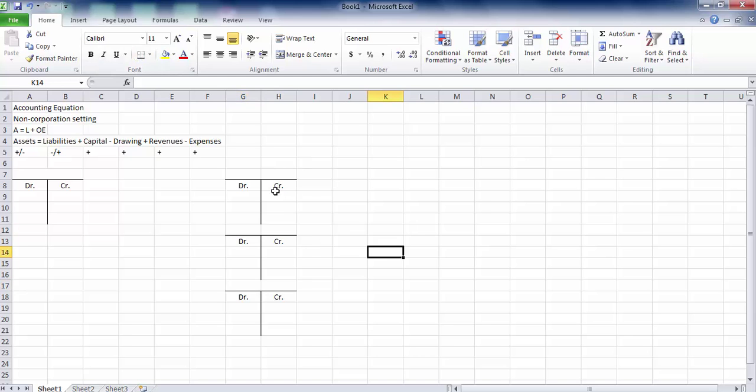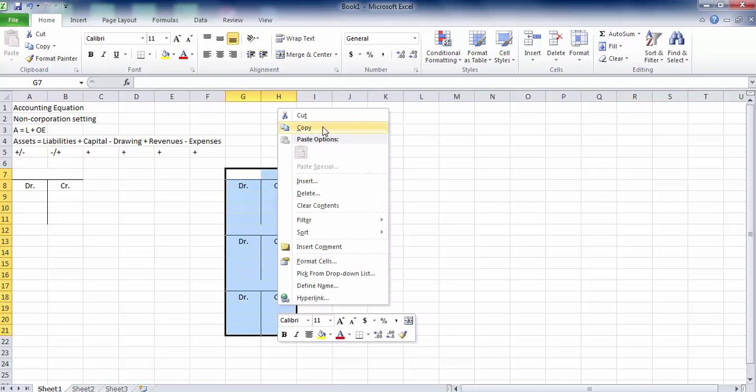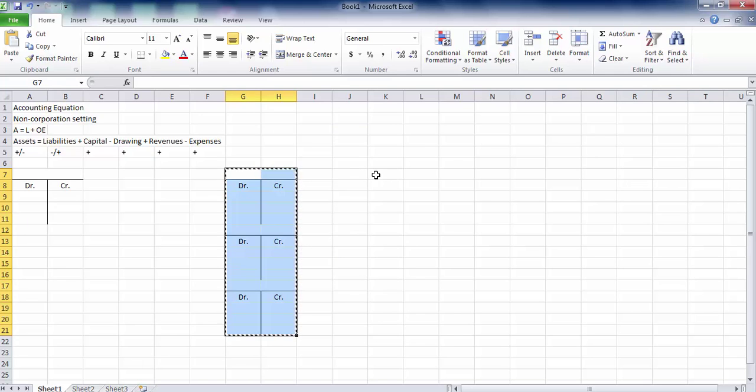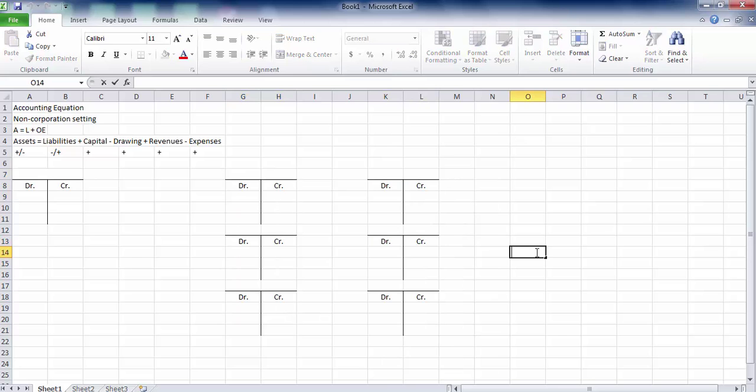And then let me do this, save us some time. Let me just copy paste these accounts over here. So basically we have 6 T accounts in front of us. And what I will eventually do is I will take the 6 accounts that you see in the accounting equation: assets, liabilities, capital, drawing, revenue, and expenses, and I will fill these T's with those names. Okay? To start off with, we want to label the first account assets.